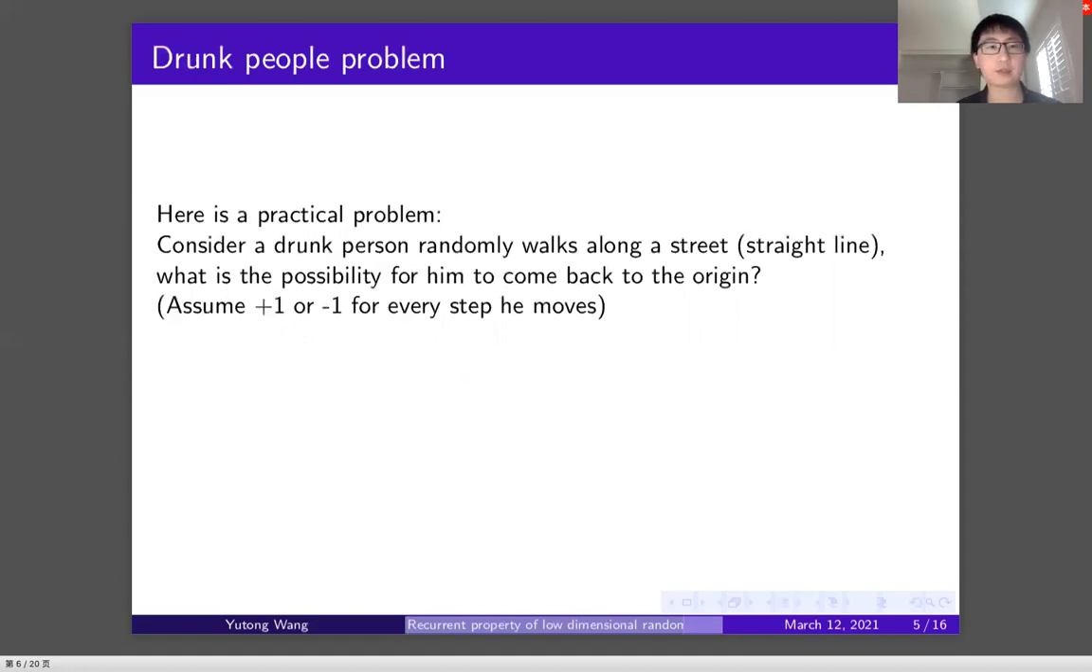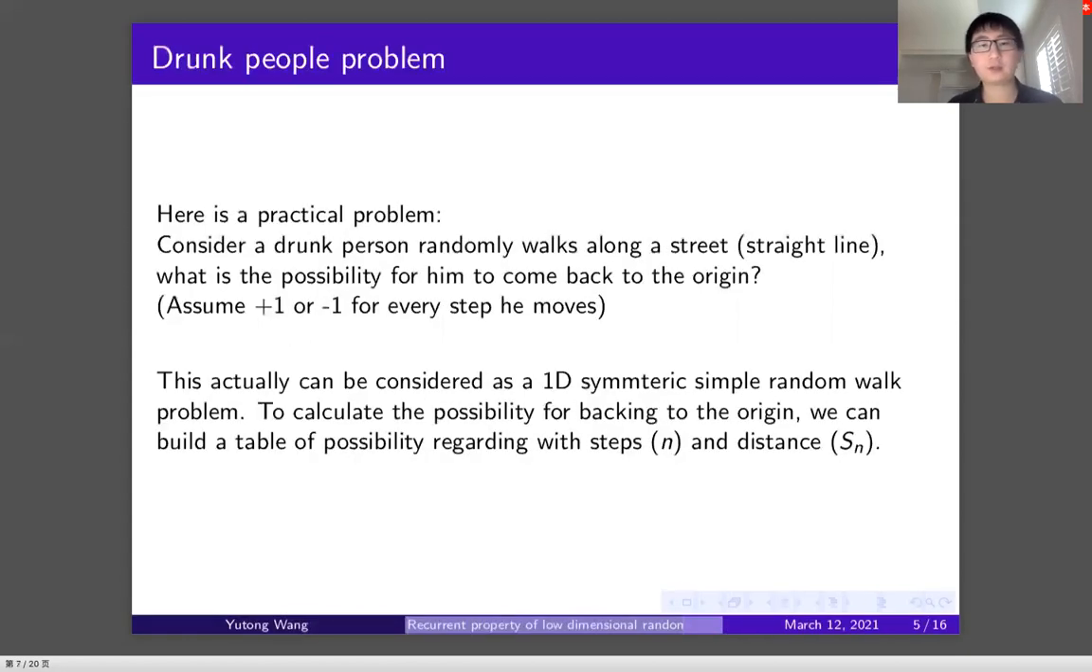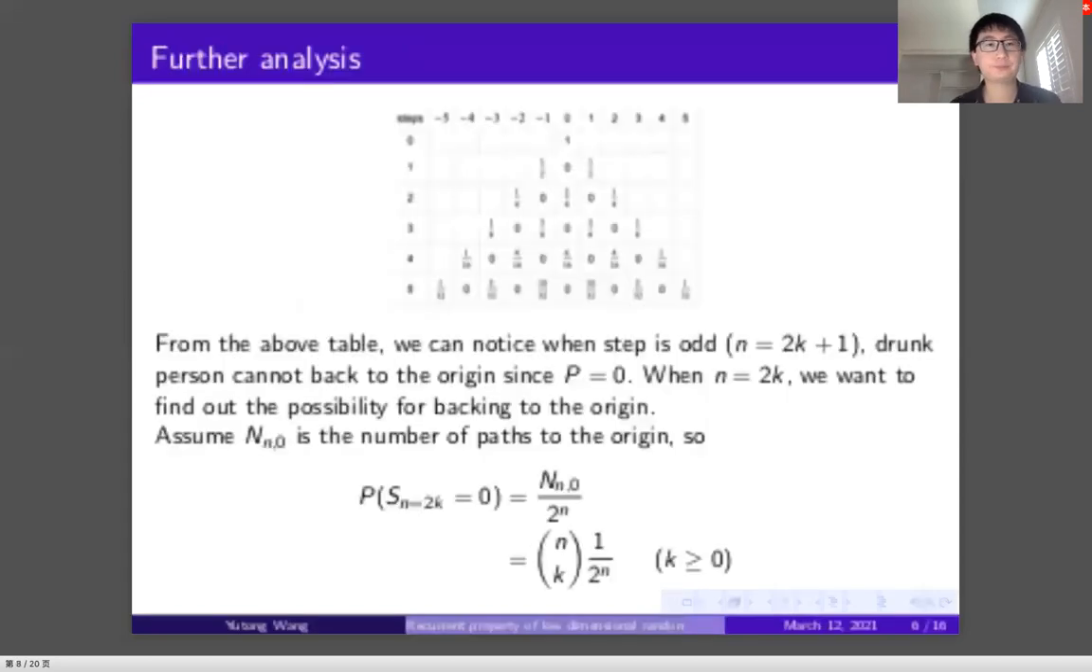Here is a practical problem. Consider a drunk person randomly walking along a street. What is the probability for him to come back to the origin? This is actually a one-dimensional symmetric simple random walk. To calculate the probability of getting back to the origin, we can build a table of probability with the steps we denote as n and the distance, which we have already explained as a random sequence Sn.